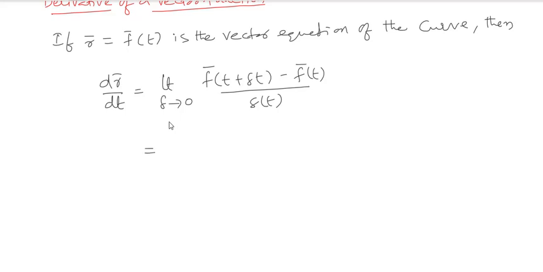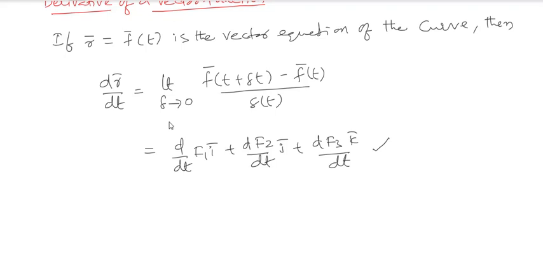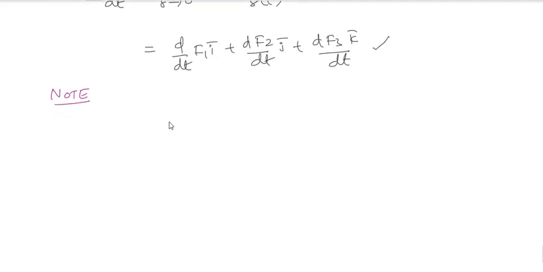So this itself I can represent as d by dt of f1 i bar plus df2 by dt of j bar plus df3 k bar by dt. So this is the derivative of the corresponding thing. Am I correct or not? So directly I can represent that as a derivative. Clear with my point? Here you have to keep this in mind. Generally they are asking direct things.